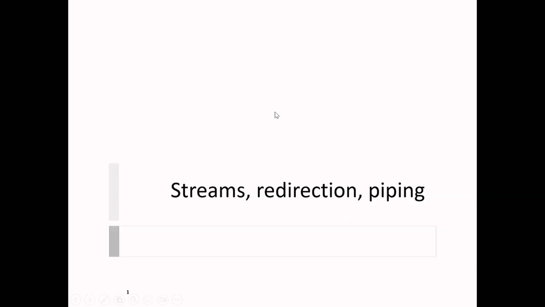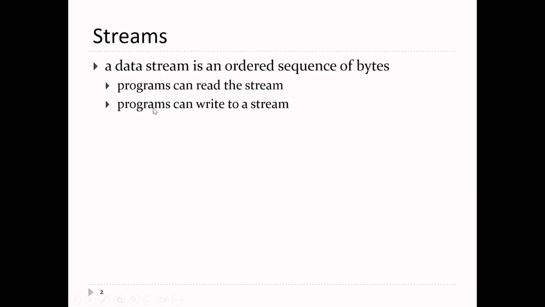All right, what about streams? Okay, so a stream, we talked about this briefly in a previous lecture. A stream in Unix, or a data stream in Unix, is just a sequence of bytes. And so the way Unix commands work, they read streams of data, and they write streams of data.